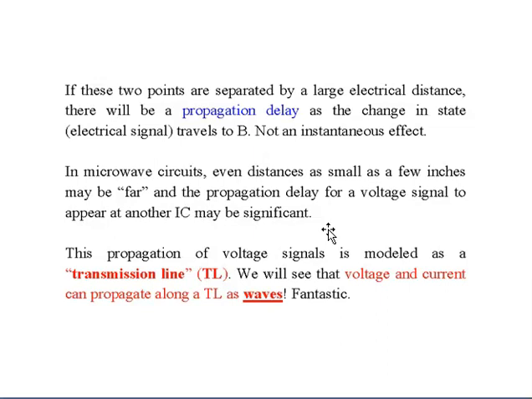In microwave circuits, even very little distances, a few inches, would be considered very far, and the propagation delay for a voltage signal to appear at another IC would be significant. So this propagation of voltage signal is modeled as a transmission line, or we denote it as TL. Later on, we will see that the voltage and current can propagate along the transmission line as waves. So we usually call it a propagating wave.